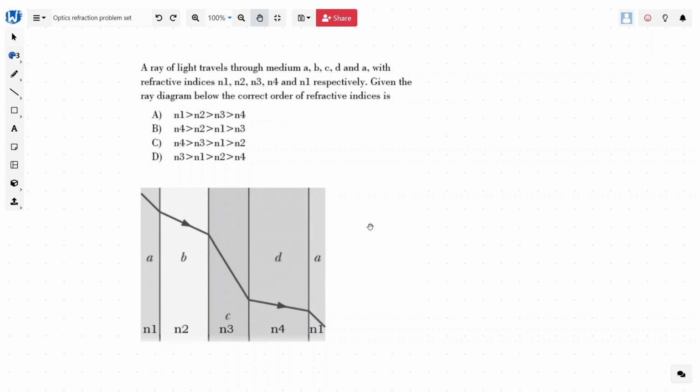Quite similar: a ray of light travels through medium A, B and C, then back to A, with refractive indices given as N1, N2, N3 and N4, and the ray of light is traveling like this. Again we need to find the relationship between the refractive indices. Applying the same concept, first thing first, we'll draw our normal here at all the points.